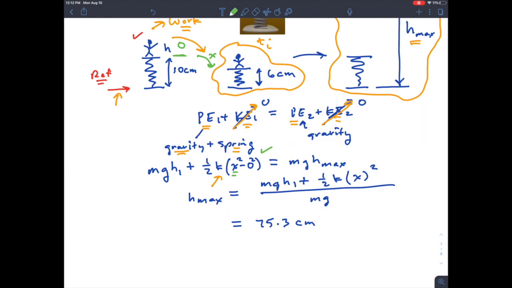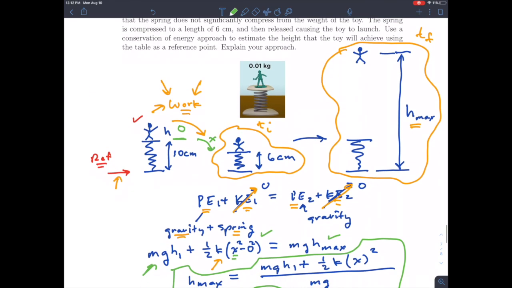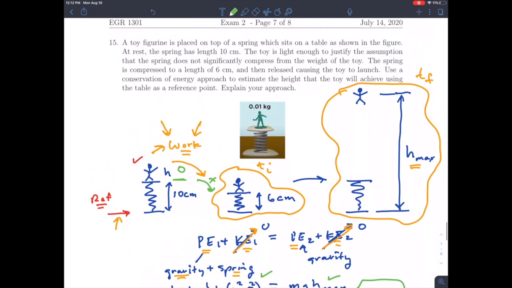I set these two potential energies equal, and I'll have on one side of the equation H max, and then the other side of the equation is over here, so I can rearrange to get this form of the equation. And then it's just a matter of plugging all the values into the calculator, and what I get is 75.3 centimeters as the answer. Okay, so that's a quick walkthrough of exam 2. Hopefully that helps, and hopefully you can work similar problems for the final.